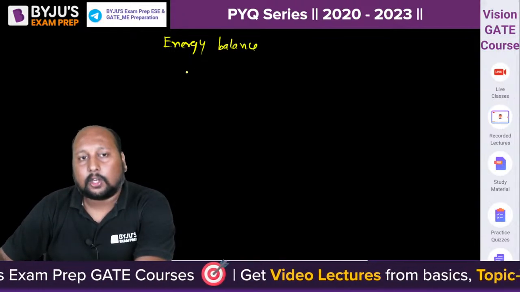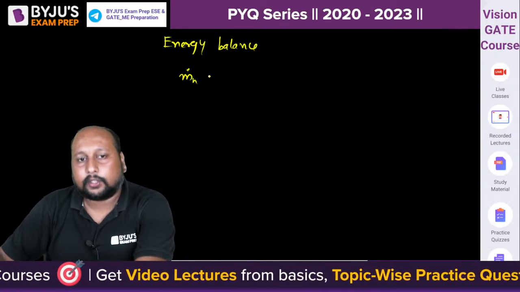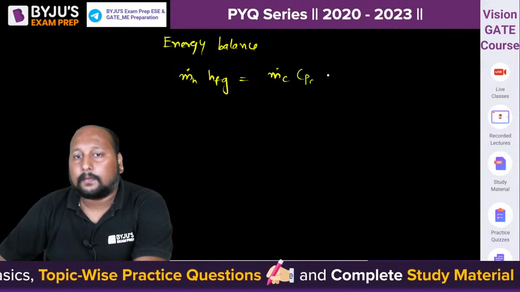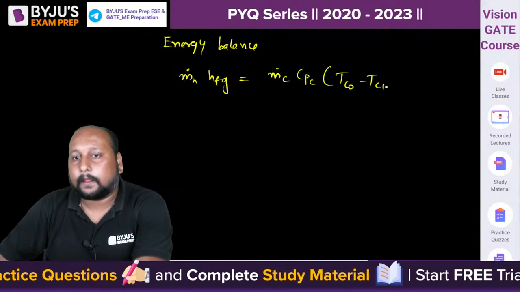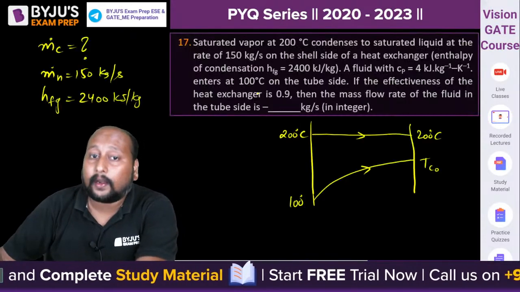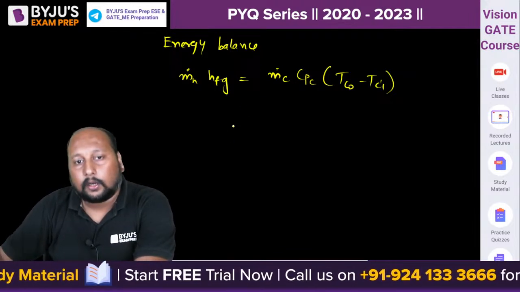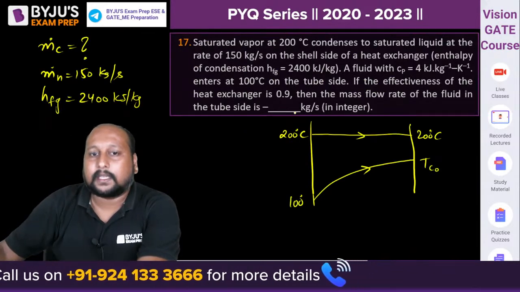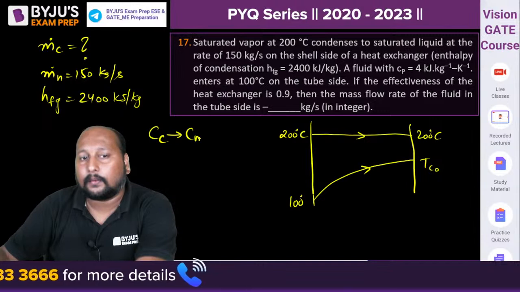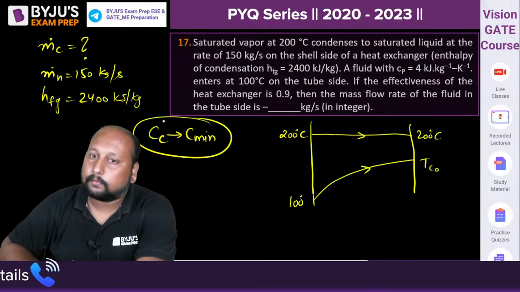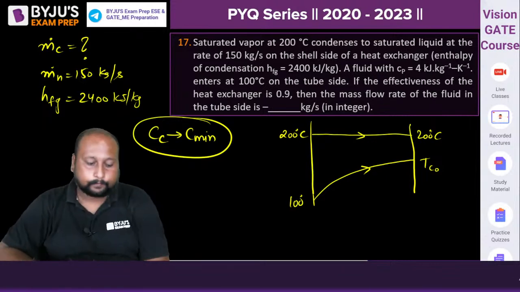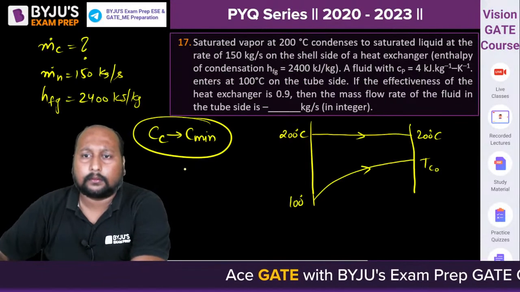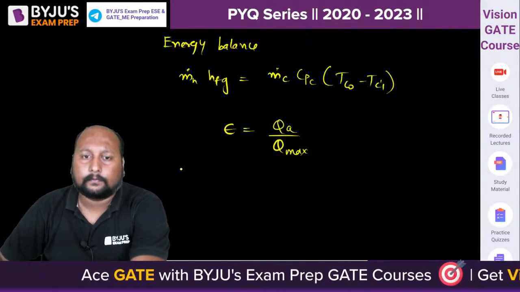So whatever heat is being lost by the hot fluid, that is m dot h into HFG, that same heat will be gained by the cold fluid. m dot C CPC into TCO minus TCI, right? But the problem over here is we don't know the TCO and m dot C. So what we can do, we can use the effectiveness. Effectiveness equal to Q actual by Q maximum, right? And because there's a condensation going, so we can say CC is equal to C minimum, right? है ना? Is this clear? अच्छा, everything is being given ना? बताइए quickly.